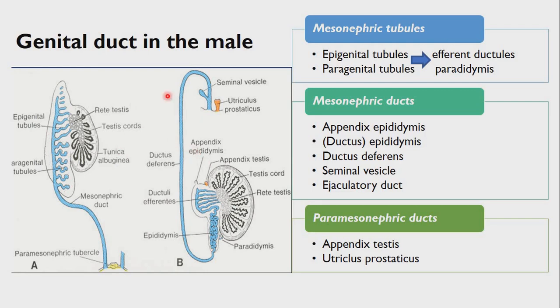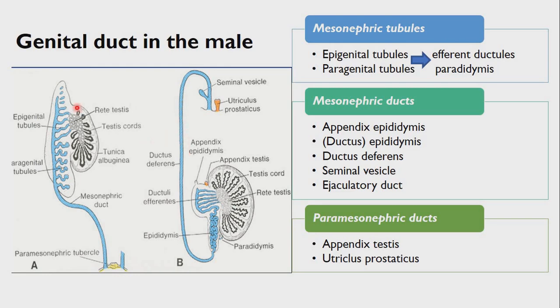Now, to give a revision of the genital ducts in the male, we have three things to take into consideration. First, the mesonephric tubule, and we have two ducts, the first the mesonephric duct and the second the paramesonephric duct. These are the mesonephric tubules. The epigenital tubules that maintain contact with the rete testis will form the ductuli efferentes. The paragenital tubules of the mesonephric tubule that do not maintain contact with the rete testis, the remnant of it is called the paradidymis. Now, the most important duct system here is the mesonephric duct.